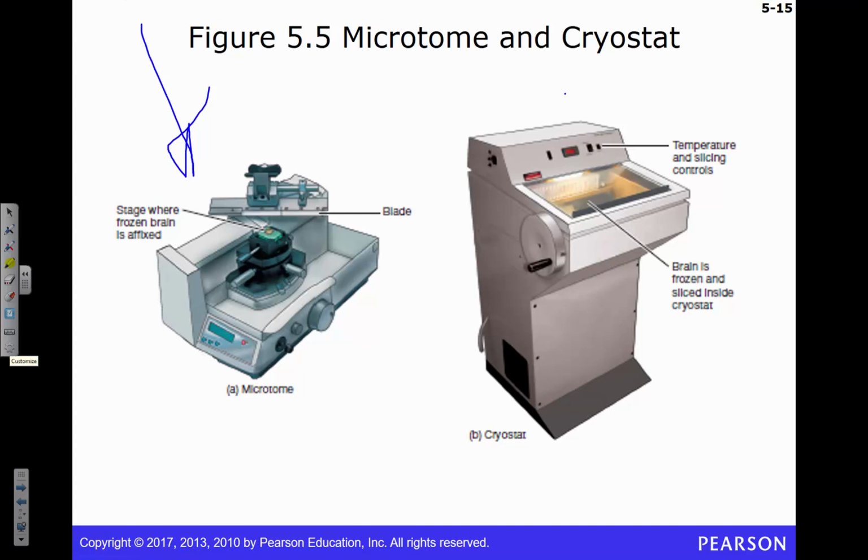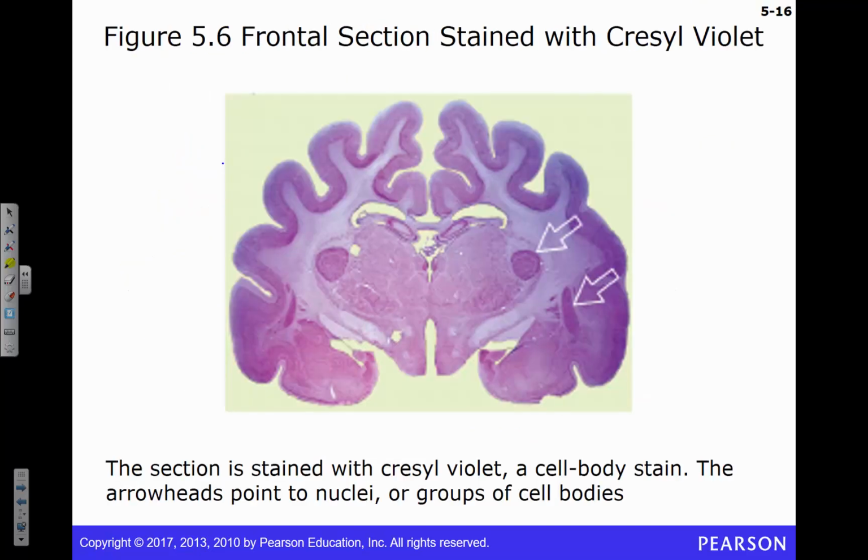This guy's called a cryostat. Some of you may have seen these if you've ever visited labs or anything. It's for cutting tissue. It keeps it cold, so it's frozen, right? So you can cut these sections frozen. That's okay sometimes. Sometimes you don't want it to be frozen. You have to use a different approach.